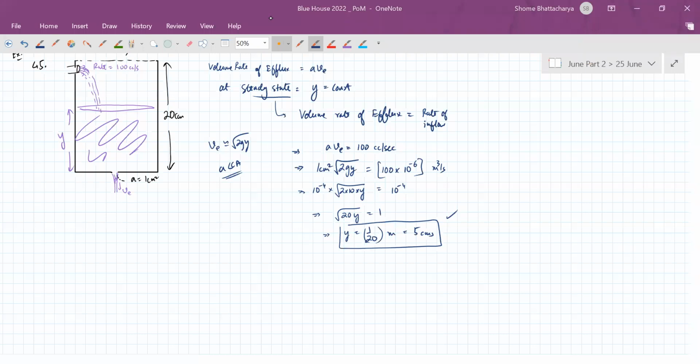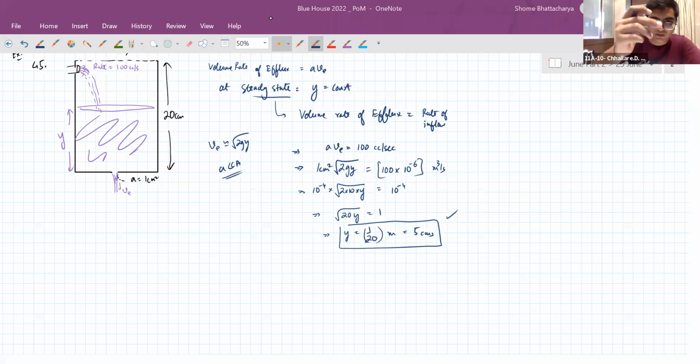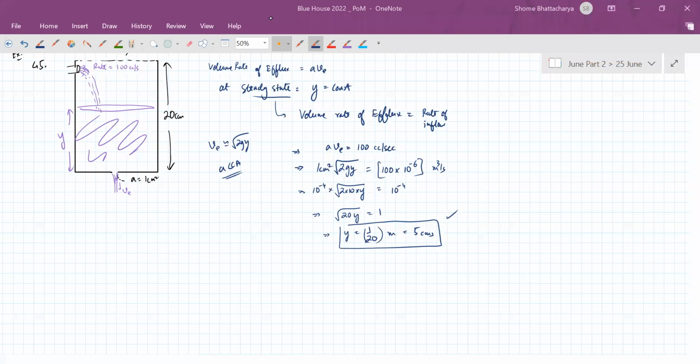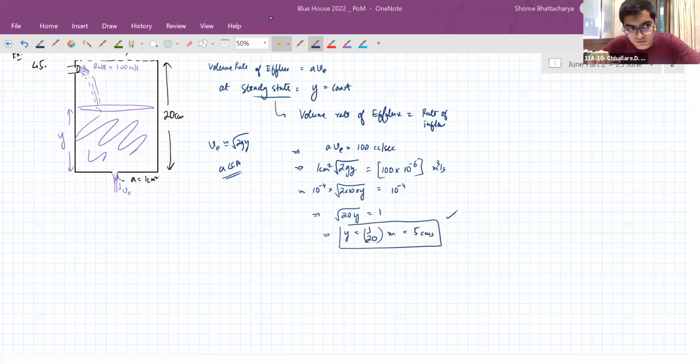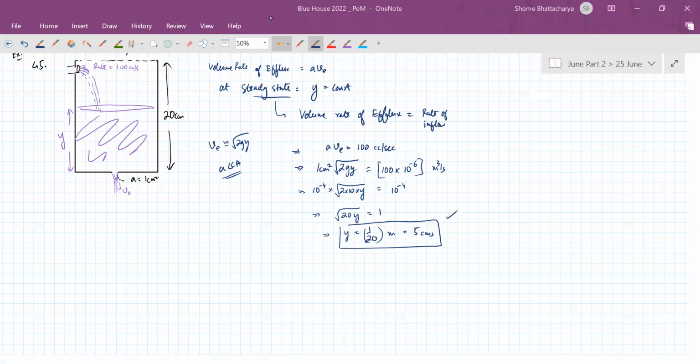I was just saying in this question you just have to balance the volume rate of efflux and rate of inflow. Yes, the level of water will become steady when the volume of water in the tank is steady. So that is when the rate of inflow is balanced by the rate of efflux. You can understand it.